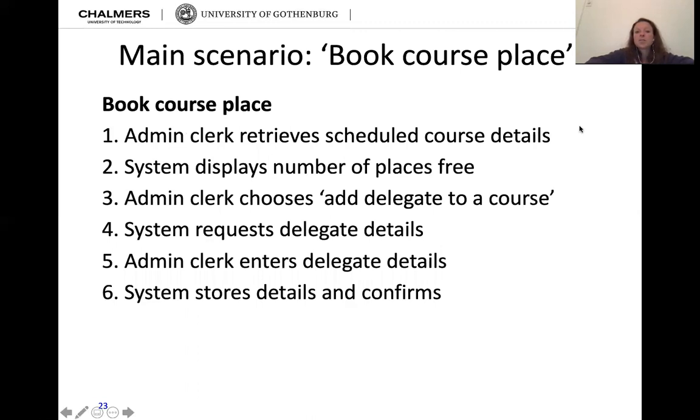Let's check another example. Book a course place. So the admin clerk retrieves scheduled course details. That's our main scenario to start with. 2, system displays number of places free. 3, admin clerk chooses add delegate to a course. 4, system requests delegate details. 5, admin clerk enters delegate details. And 6, system stores details and confirms. This is the very plain scenario that we're starting with. And now we're going to look at a couple of options of how that path can still be changed.